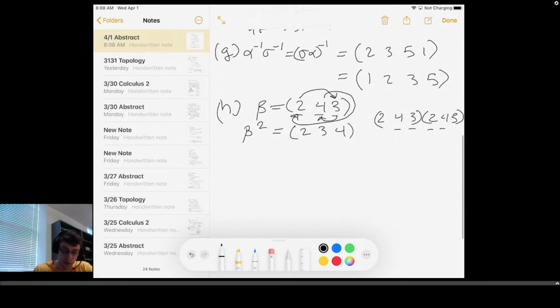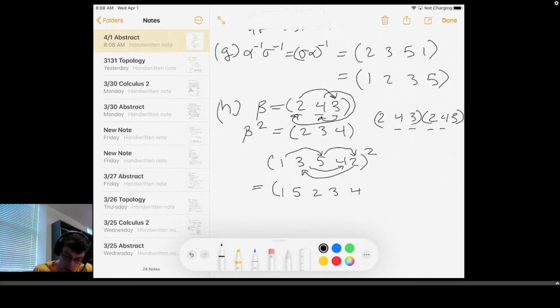Right, so maybe another example. What if we saw, I'll just make something up, like 1, 3, 5, 4, 2. And we wanted to see this squared. So that means 1 should jump to 5, 5 should jump to 2, 2 will go to 1, 3, and then 3 will go to 4, and then 4 back to 1. So you're just jumping 2 in the cycle each time. And so this is 1, 5, 2, 3, 4.